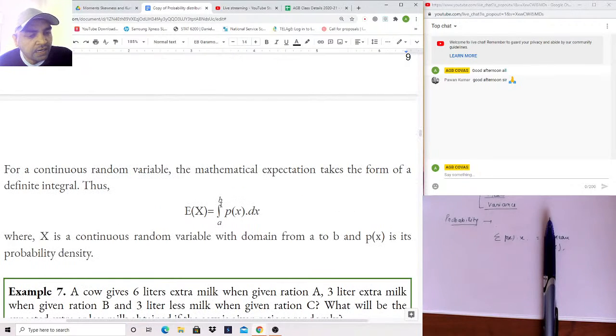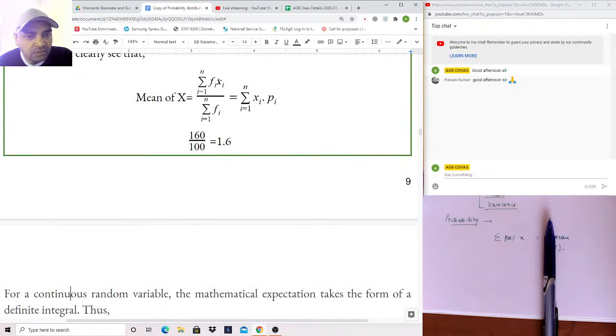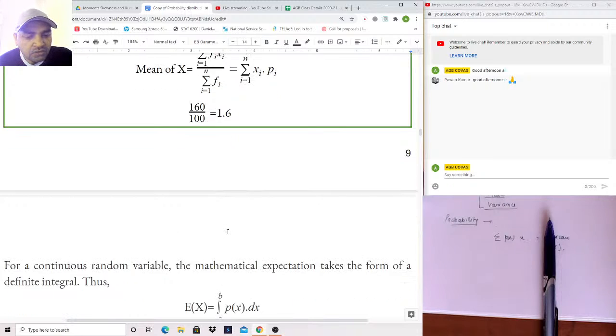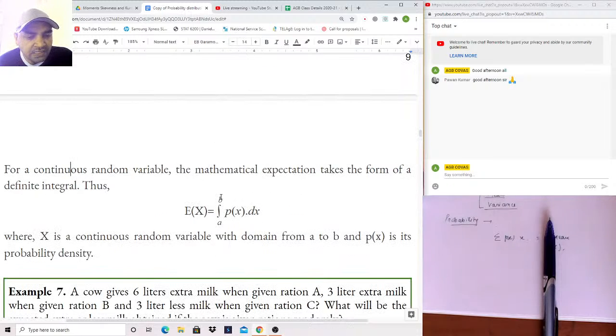But for a continuous random variable, since the sigma has been used for discrete variables, that sigma will be replaced by the integration over an interval from a to b of p(x) dx. So the expectation of a continuous random variable can be calculated using the definite integral. Here x is a continuous random variable with domain from a to b, and p(x) is its probability.